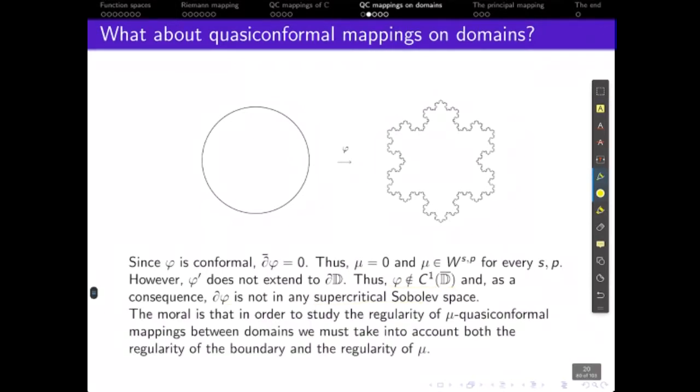So what is the moral? Why am I saying this trivial thing? I'm saying this because the moral is that in order to study the regularity of the mu quasiconformal mapping between domains, we need to take into account both the regularity of the boundary and the regularity of mu. The two elements are important now. So in the Riemann mapping, the regularity of the boundary was enough, and for quasiconformal mappings, we still need to take this into account.